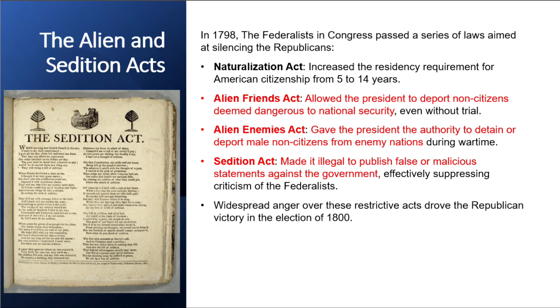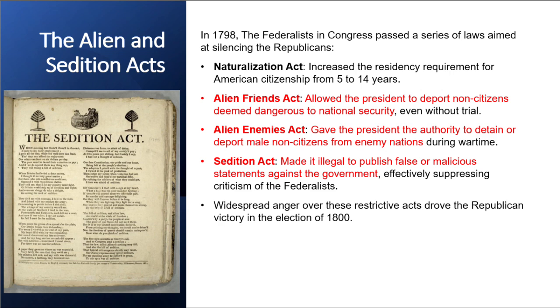And the Sedition Act. That was even more blatant. It made it illegal to publish anything false, scandalous, and malicious against the government. Imagine being thrown in jail simply for expressing your political views. It's a stark contrast to the First Amendment's guarantee of free speech.